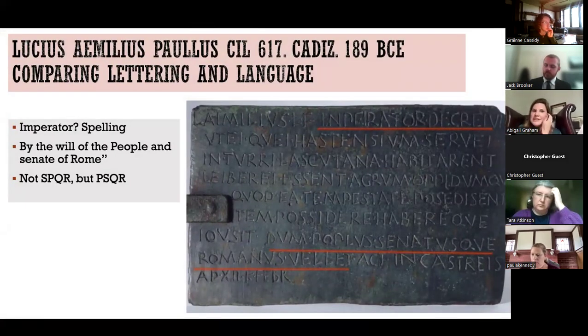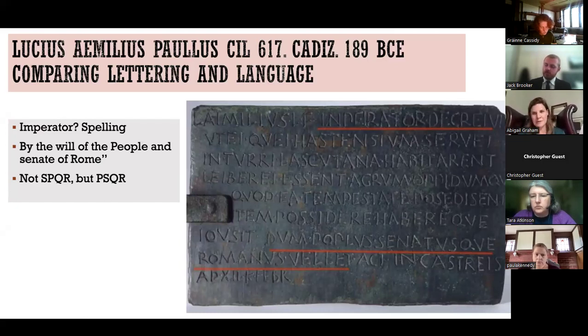Another example is this text from Aemilius Paulus from 189 BC. And again, look at the spelling of imperator. This Latin language that we're taught is hundreds of years after this writing. And then in particular, this bit at the bottom of the military tablet has the phrase SPQR, but the order of the phrase is different.